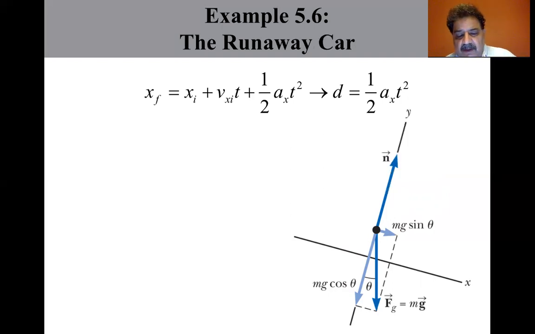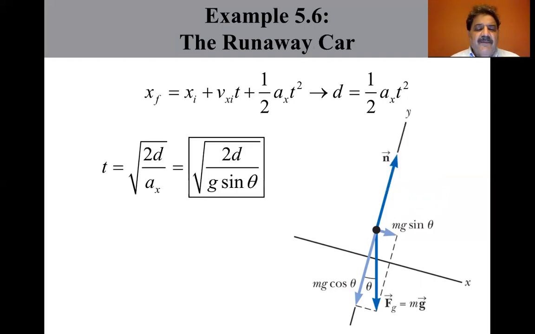So we solve for t, and t equals the square root of 2d divided by the acceleration in the x direction, so it ends up being the square root of 2d over g sine theta.